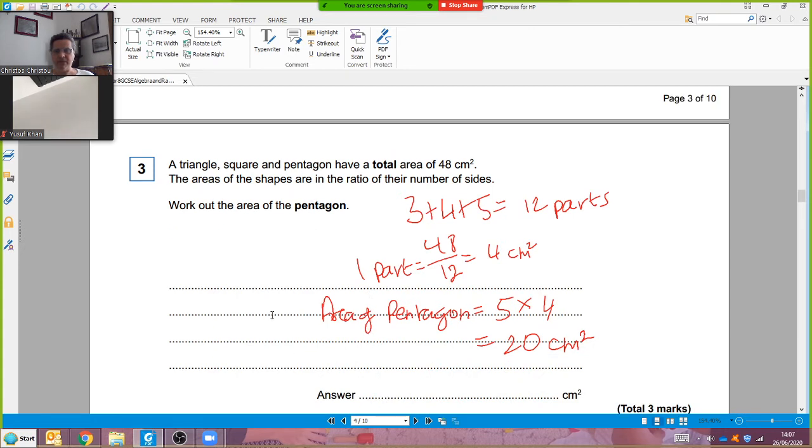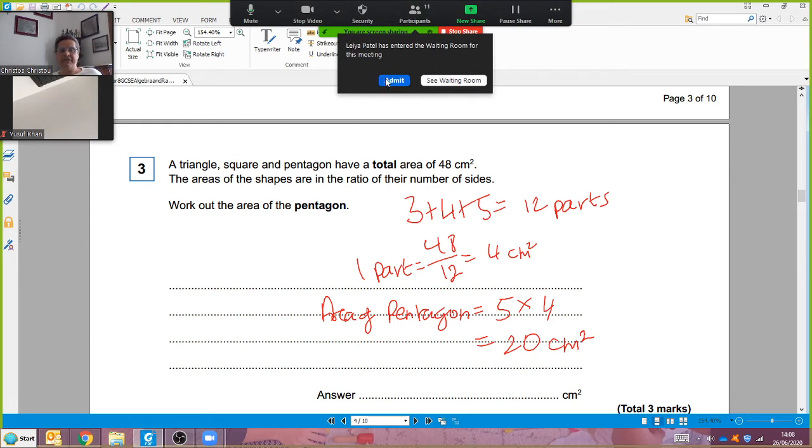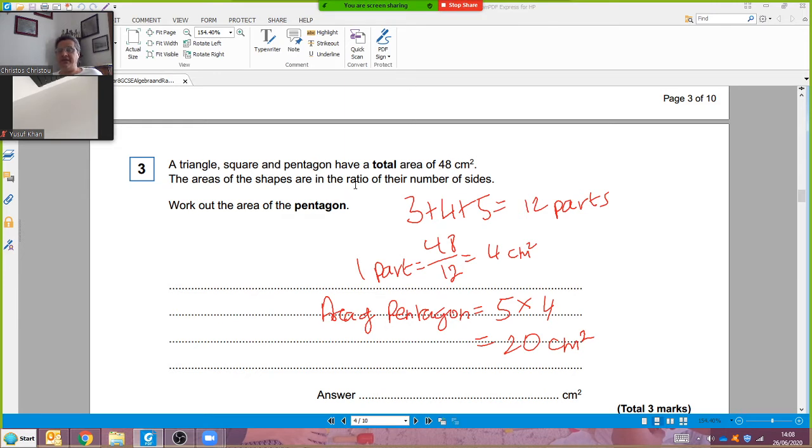Yeah, here's my next question. I have a triangle, a square and a pentagon, and they have a total area of 48 centimetres squared. So I've got a ratio here because it says the areas of the shapes are in the ratio of their number of sides. So I've got 3 sides plus 4 sides plus 5 sides makes a total of 12 parts in the ratio. You could have written 3:4:5, that's fine, but you have to add them up anyway to get 12 parts. And these 12 parts have got to be divided into 48 centimetres squared.